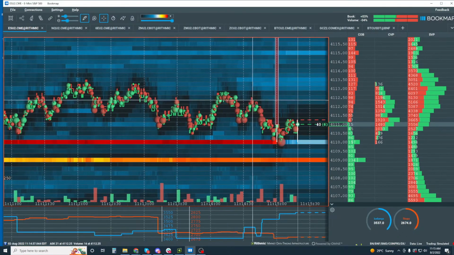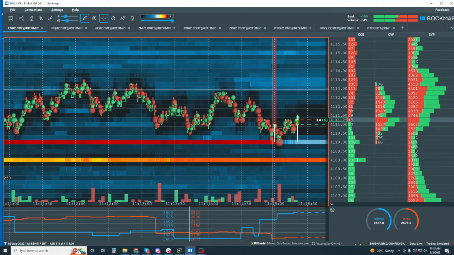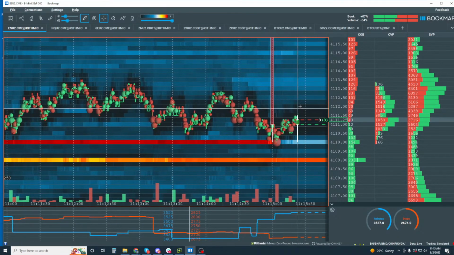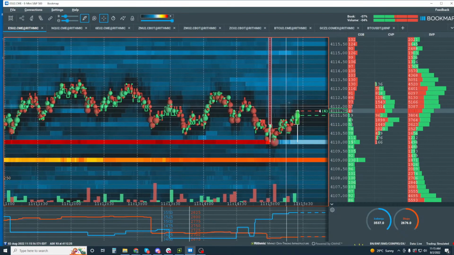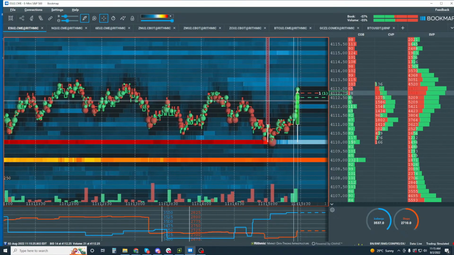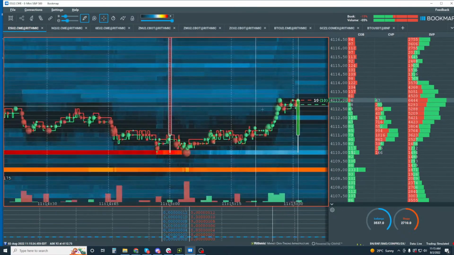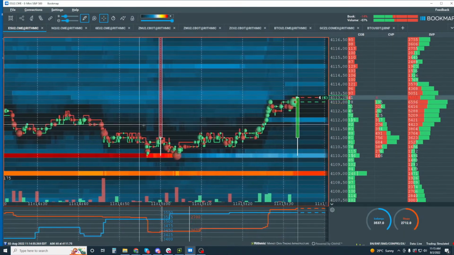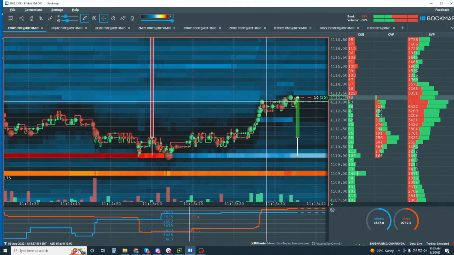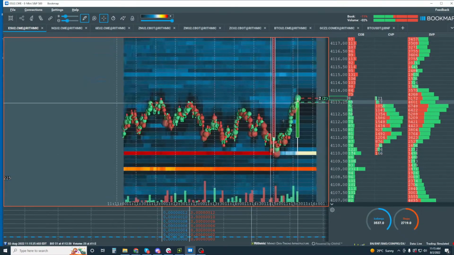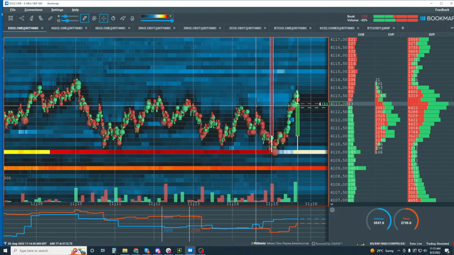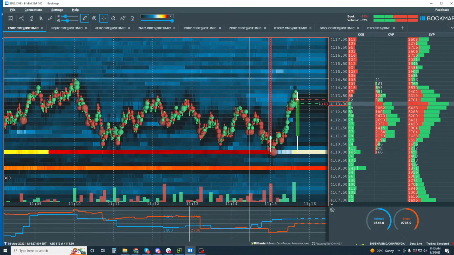Based on this in here, we just want to see more on the offer, and we want to see the reaction to that offer be sellers. If we don't get that, see how the buyers can whip it right back up. Now they can get these guys on the hook, and we should get a stop run, and then we'd be looking for up here.